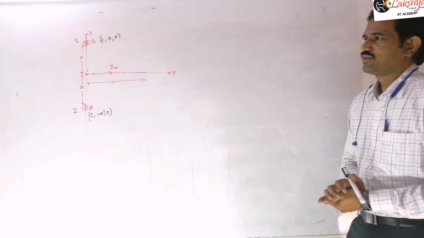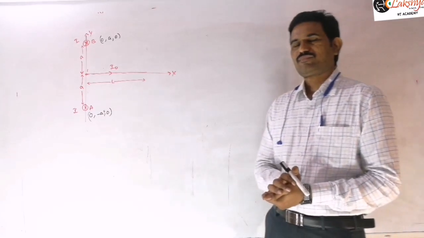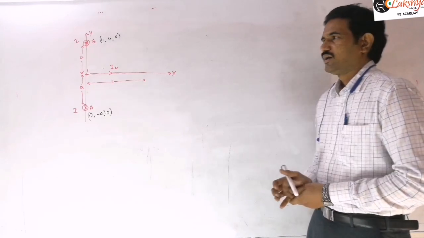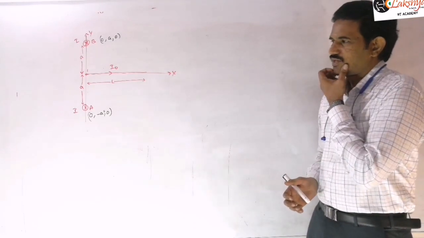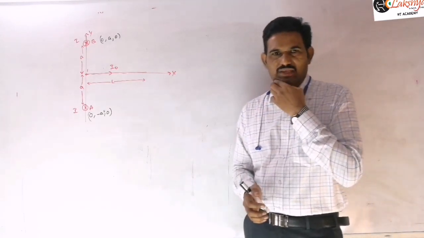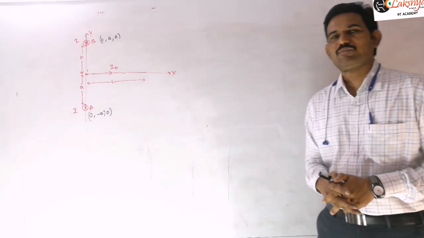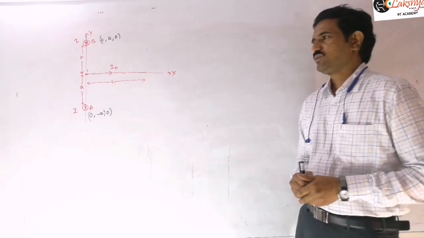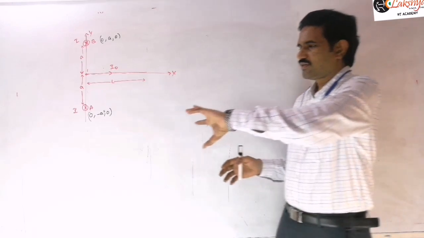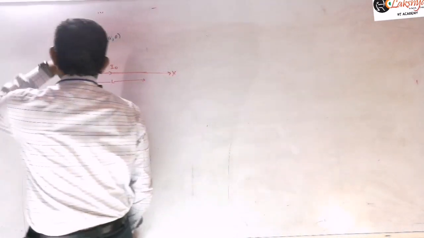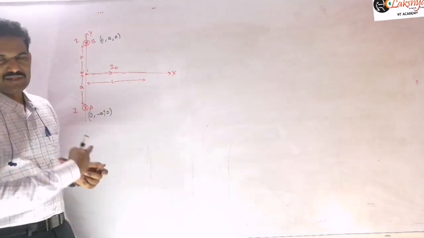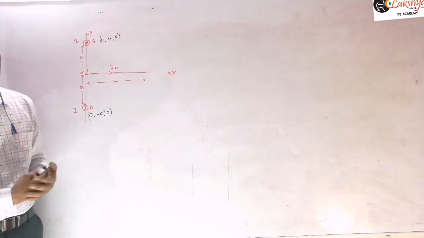And also find the force acting on the wire if the current in the wires A and B is opposite to each other. That means in this first problem, the current in A and B will be in the same direction, as I said, the negative Z direction.